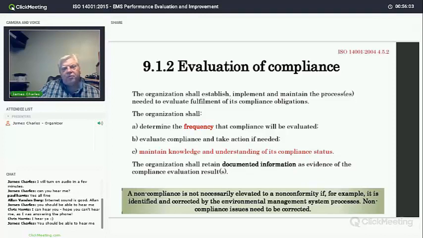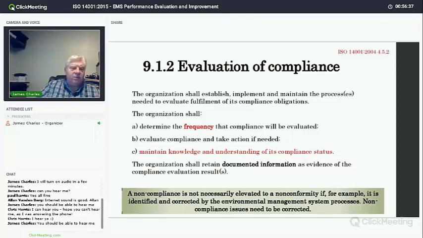So in 6.1.3, we've identified all of our compliance obligations. These would be compliance obligations to any interested party that we are required to give information to. And again, primarily we've been dealing with our legal regulations, our customer requirements, our corporate requirements, those types of things. And we don't have to evaluate compliance with every requirement the same way or at the same frequency.